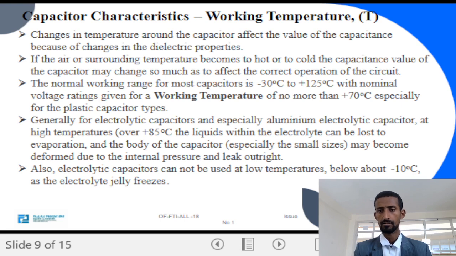As you remember from electrolytic capacitors, there is electrolyte inside the capacitor as a dielectric. At high temperature, the electrolyte may evaporate, and the body of the capacitor, especially a small one, may become deformed due to the internal pressure and leak out. Also, electrolytic capacitors cannot be used at low temperature, especially below minus 10 degrees centigrade, as the electrolyte jelly will freeze. So the working temperature is a very important characteristic of a capacitor.